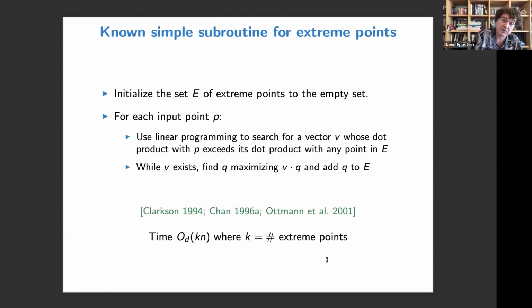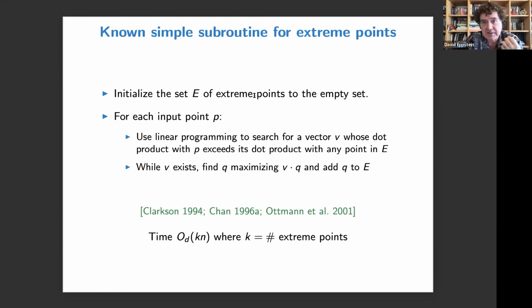On the other hand, there's actually a known simple subroutine for finding the extreme points of a data set. If I want to find all of the extreme points of a set of n points, well, there's a simple n squared algorithm that's maybe kind of obvious, which is for every given point, you can solve a bounded dimension linear programming to test whether it's extreme. And if you do that in linear time per point, that's n squared overall, but you can do better than that.